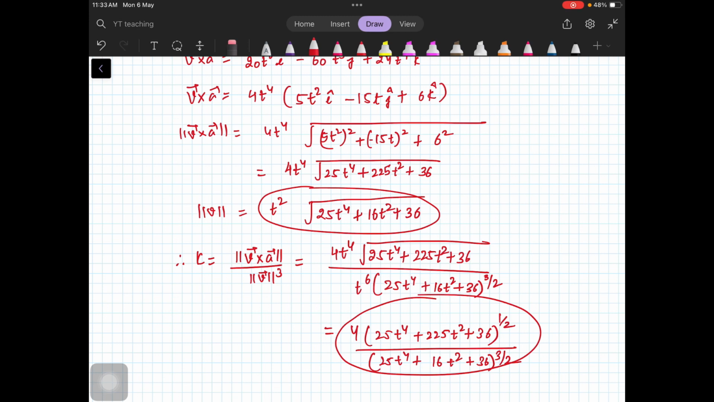So you see, you can enjoy an alternative formula for curvature, which can be useful in many situations.